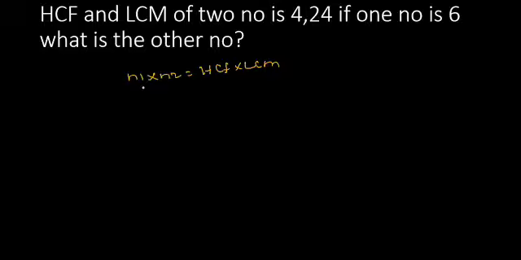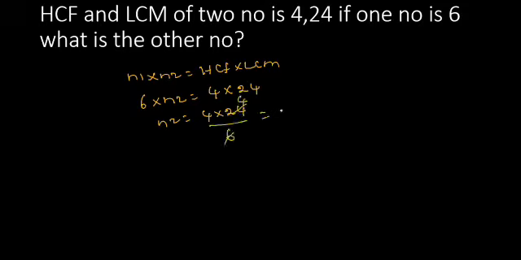Now, you know that N1 is 6. Okay. Now, N2 we have to find out. HCF is 4, LCM is 24. Now, N2 is equal to 4 into 24 divided by 6. Now, this goes 4 times here. Okay. So, 4 4s are 16. Now, you know that the N2 value is 16.